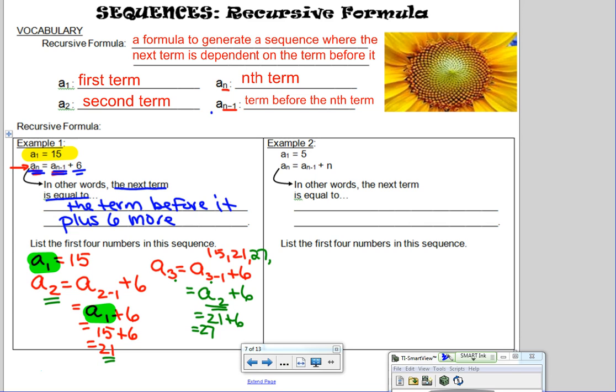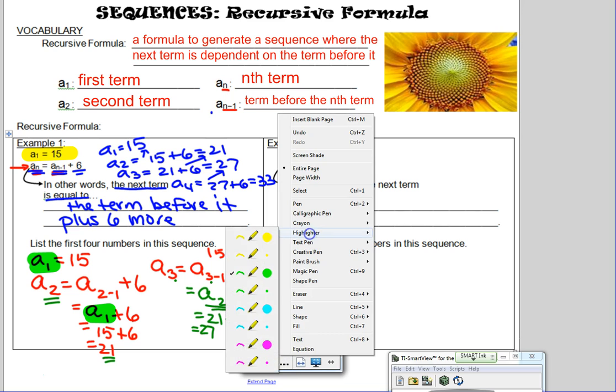So if you can read it like that, I don't have to go through all the notations and all the symbols. I know it's 15 for A1. I know A2 is the prior term 15 plus 6 more. I know A3 is the prior term plus 6 more. And then I know A4 is the prior term plus 6 more. So we can do it with the symbols, looks a little cumbersome and tedious, or we can just do it by actually understanding what the formula is telling us to do. All right, so we'll try it with this one.